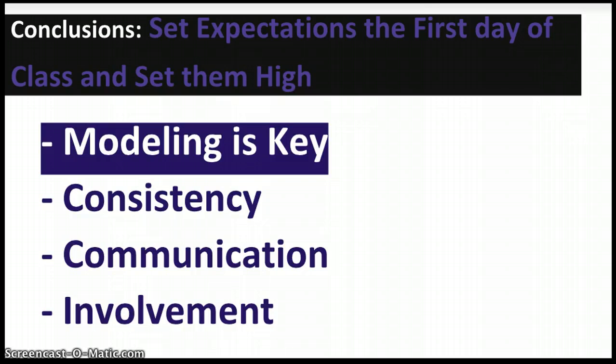Conclusions. A few really key points that I've pulled away from everything and will definitely be key points in my class community is set expectations the first day of class and set them high. Students, again, need to be involved in that. Modeling is key. The teacher needs to model, can't just tell the students what to do, but need to model in all the ways of the community all the time.